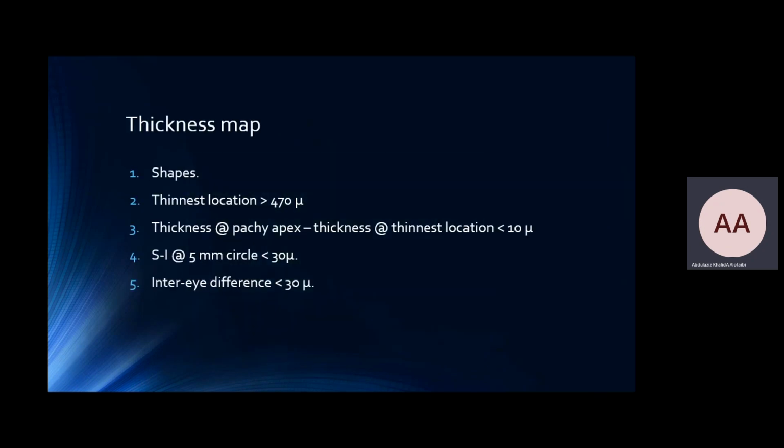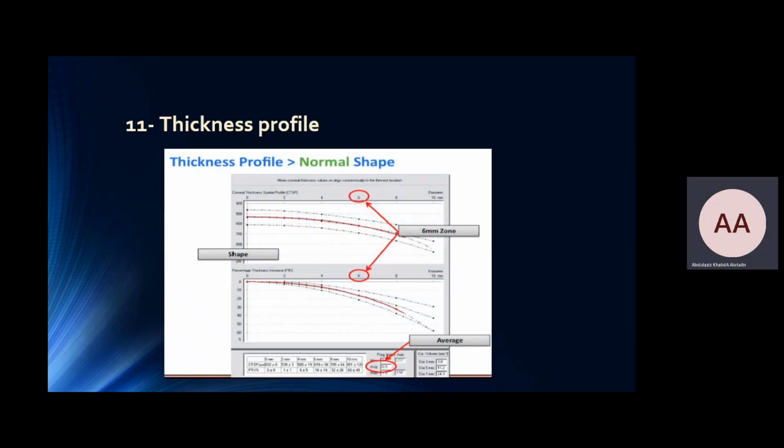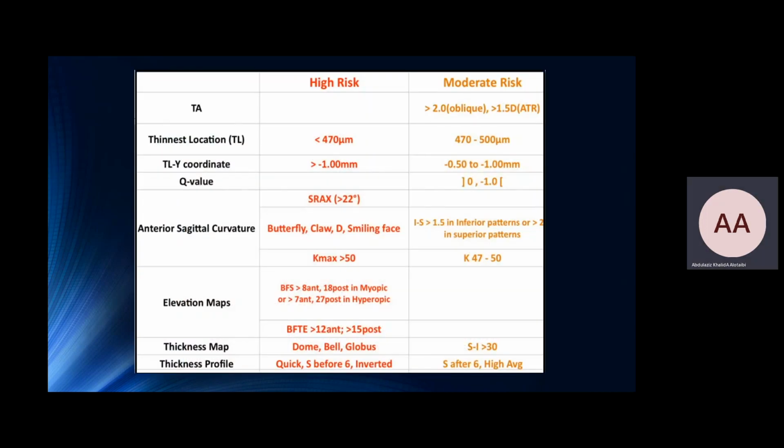In the thickness map, look at the shape, thinnest location, and thickness. The brachyapex and thinnest location difference should be less than 10 microns. Superior inferior less than 30, and inter-eye difference less than 30 microns. Then look at the thickness profile, as we mentioned. Always compare both eyes, compare the keratometry reading, the patterns, and anamorphism, as we mentioned, and thinnest location. This table summarizes the high risk values and moderate risk values.